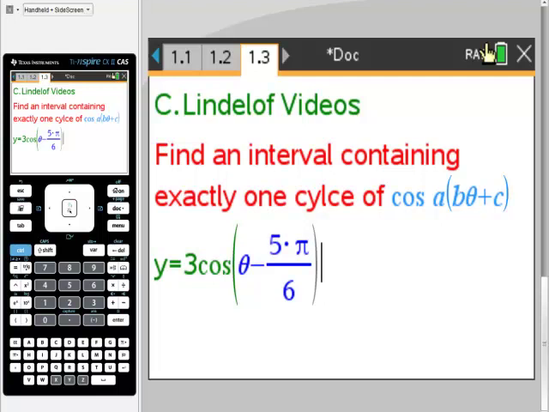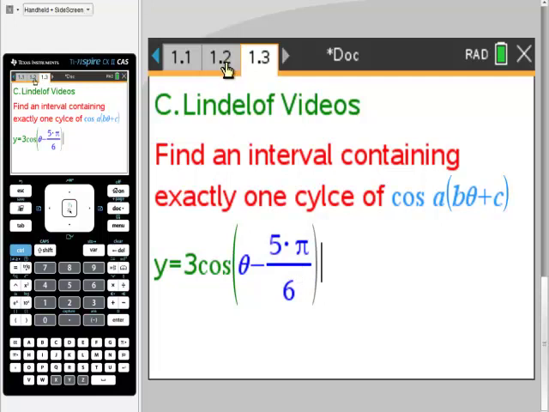Find an interval containing exactly one cycle of cosine of (b theta plus c). You're going to be asked to do this a lot when you're graphing sine and cosine functions. What you're going to do is take this argument, create a compound inequality, and solve. So save yourself a little bit of legwork by doing this.